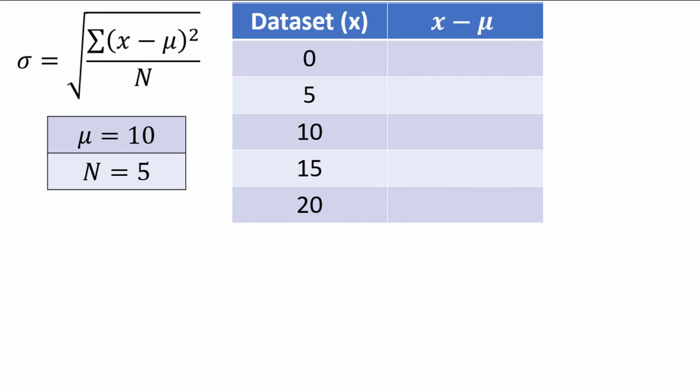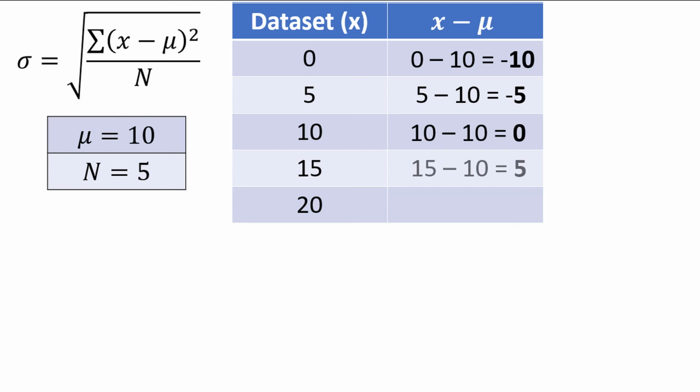In this column, we take every data point and subtract the mean of 10. So we have 0 minus 10, which is equal to negative 10, 5 minus 10, which is equal to negative 5, 10 minus 10, which is equal to 0, 15 minus 10, which is 5, and 20 minus 10, which is 10. These numbers represent how far each value is from the mean. This is your first hint about what the standard deviation is about. It's based on how far each data point is away from the mean.